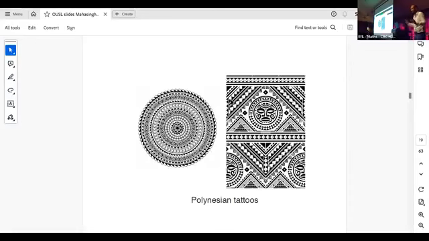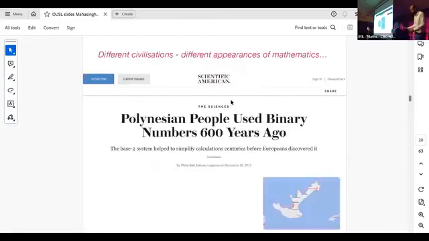Yeah, we get exhausted. Humans get exhausted when they do repetitions, but computers don't. They don't get exhausted. So we use computers to do the same task over and over again, right? So in these Polynesian tattoos, you see this nature. And do you know this interesting fact that the ancient Polynesians used binary base for counting? They had a binary civilization.